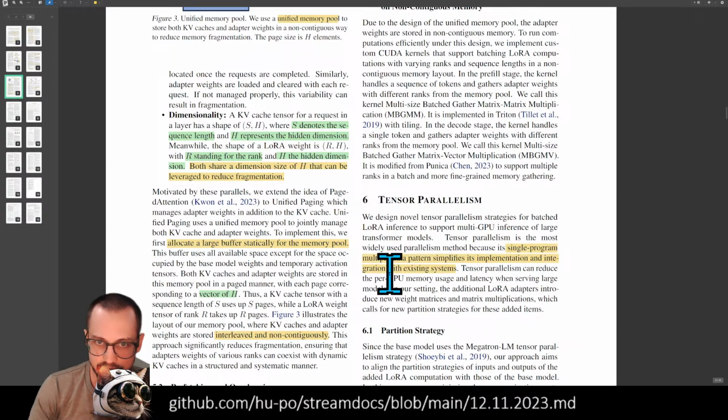Tensor parallelism can reduce the GPU memory usage and latency when serving large models. In our setting, the additional LoRa adapters introduce new weight matrices and matrix multiplications, which calls for new partition strategies.